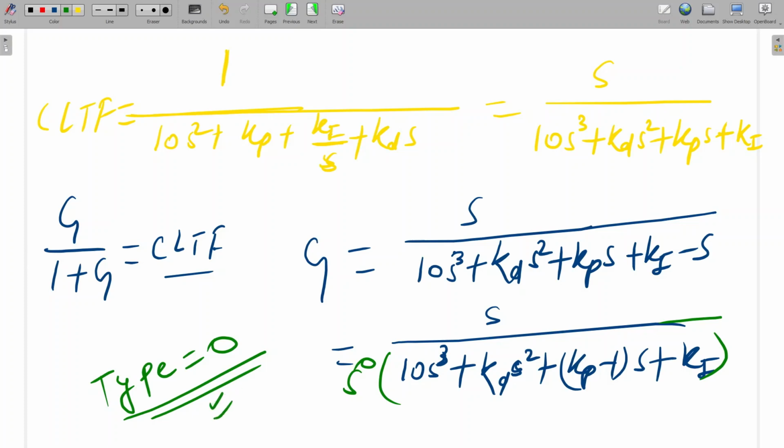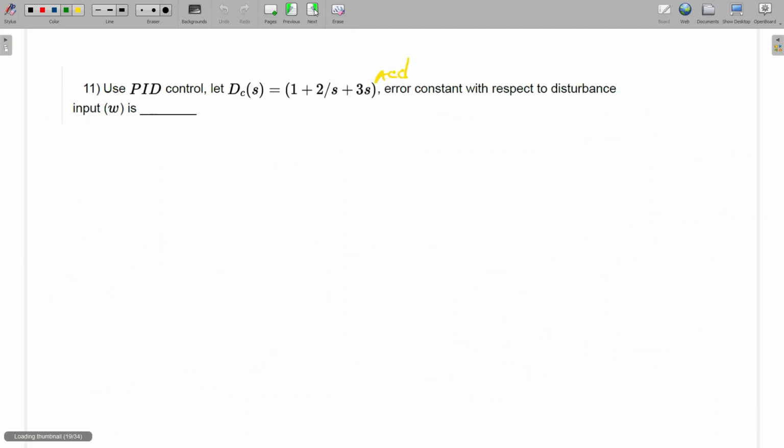Okay. You have done the same type of thing in the transient response concept. Previously I have done this. Okay, so moving to the next question. This is a little bit different kind of question. What is the acceleration error constant with respect to the disturbance input?